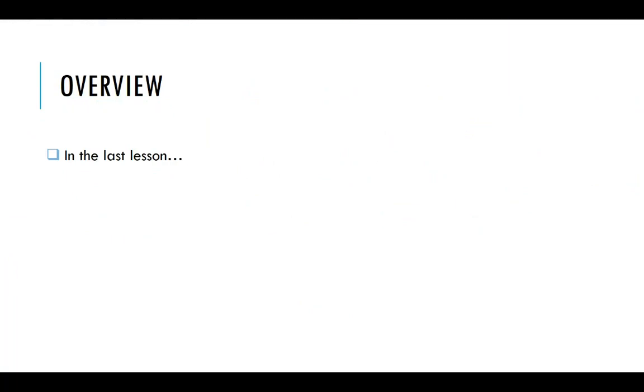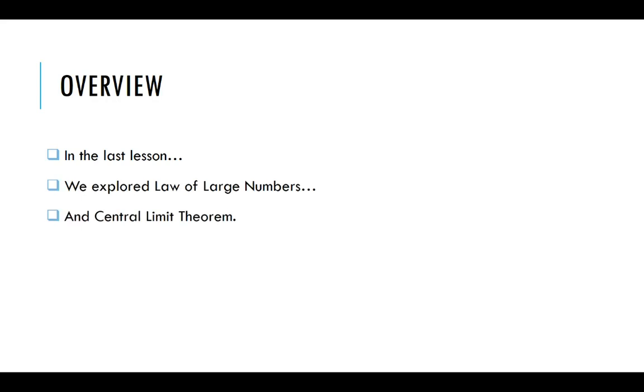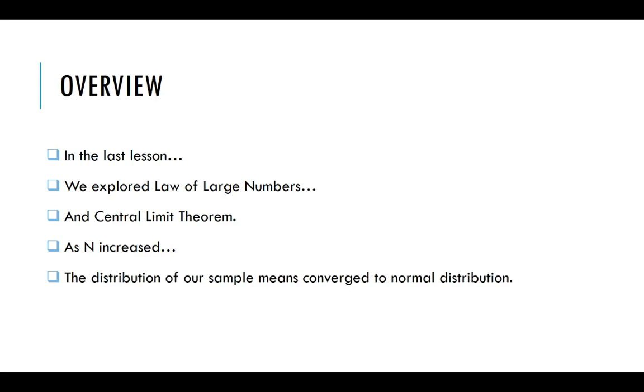Quick overview. In the last lesson, if you recall, we explored the law of large numbers and we talked about the central limit theorem, right? Really powerful things in statistics. So we said as n increases, our number of observations increases, the distribution of our sample means converges to the normal distribution. All right, that's a lot of words. Let's make sure we remember what that means.